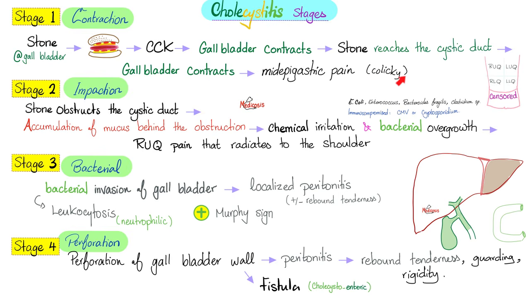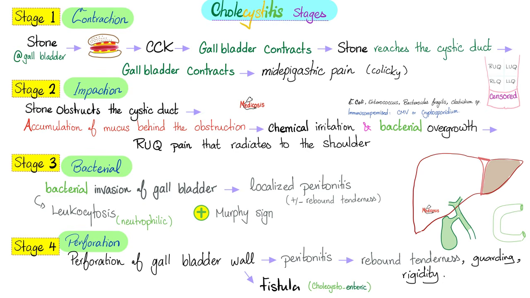It starts mid-epigastric and is colicky until the stone gets impacted in the cystic duct. I'm stuck in the cystic duct. Accumulation of mucus behind the obstruction happens. Chemical irritation, bacterial overgrowth. What kind of bacteria? All kinds of bacteria, such as E. coli, Enterococcus, B. fragilis, Clostridium species. If you're immunocompromised, you get a virus such as CMV or a parasite such as Cryptosporidium. And this is where the patient went from mid-epigastric into right upper quadrant pain. It might radiate to the shoulder. Remember, referred pain is a viscerosensory reflex.